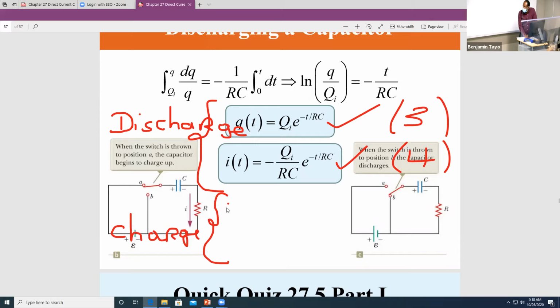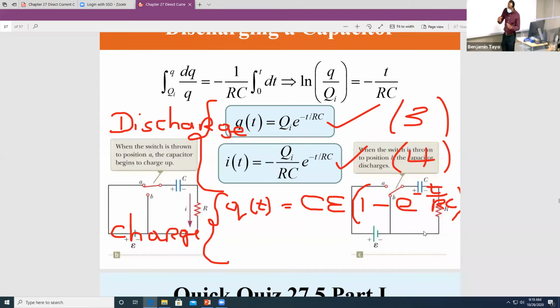the charge is going to go as Q of t. So Q of t is going to be C times epsilon, that's Q max, times 1 minus e to the negative t divided by R times C, like that. That's my writing here. So that's how the charge grows. So when you're charging a capacitor, the charge at any time is given by that equation.